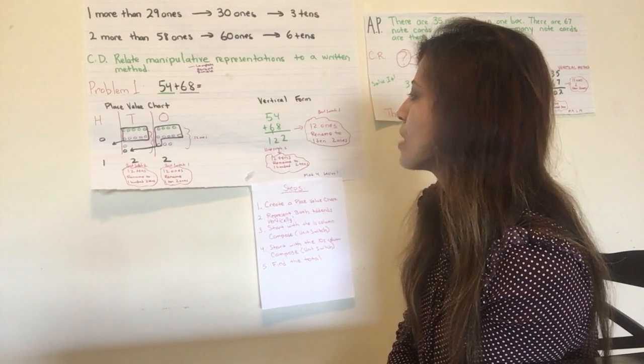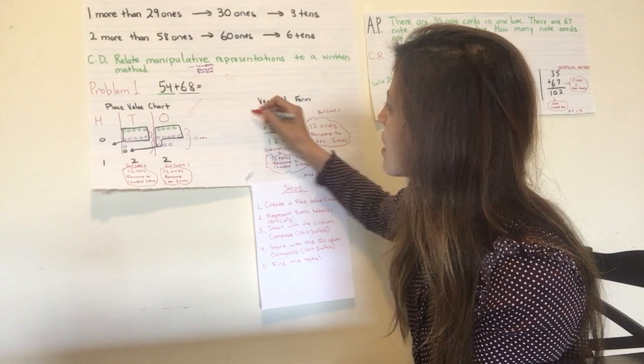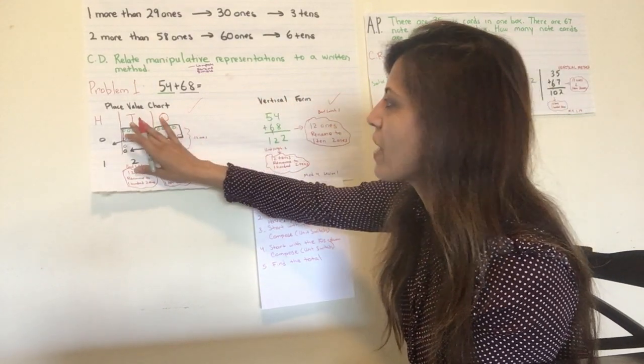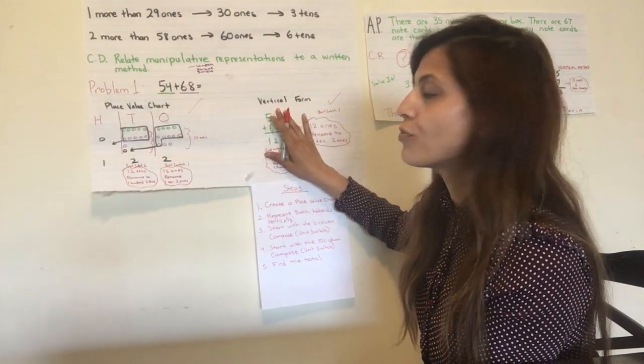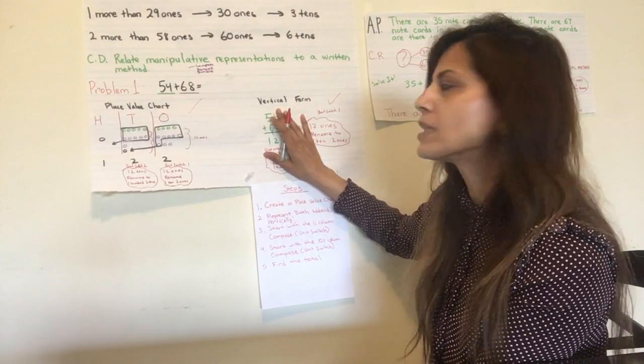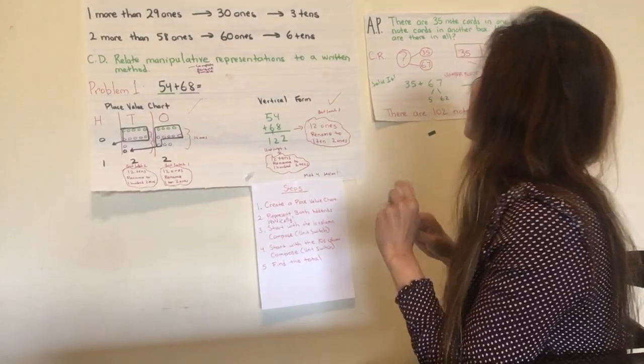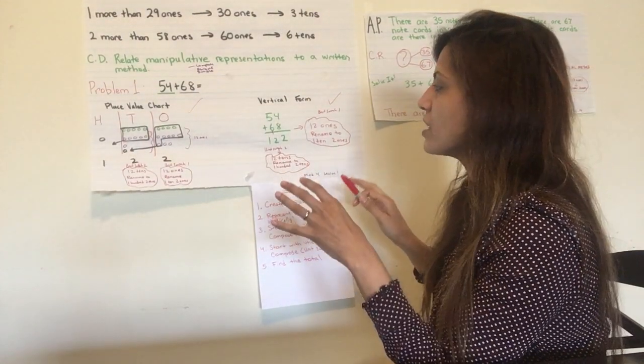Okay, excellent job. So the answer is 122. Do they match? Yes, they do. So the place value way matches with the vertical way. Okay, so the answer is correct. Awesome job. Now we're going to use this knowledge and complete our application problem.